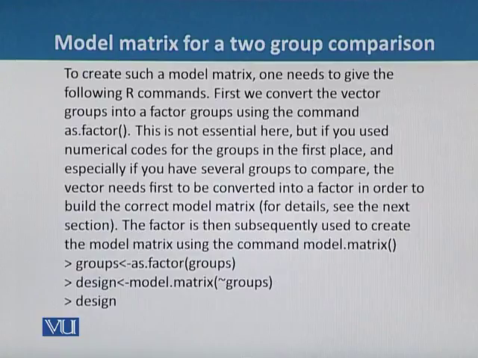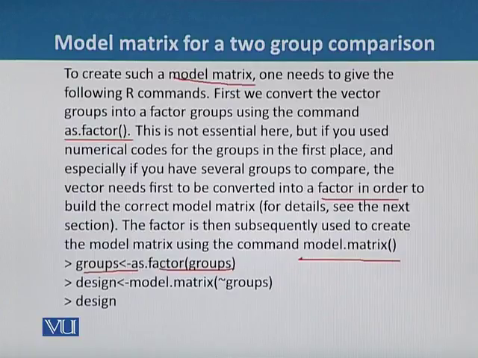To create such a model matrix, one needs to give the following R commands. First, we convert the vector groups into the factor groups using the command as.factor. This is not essential here, but if we use a numeric code for the groups in the first place, and especially if we have several groups to compare, the vector needs first to be converted into a factor in order to build the correct model matrix. The factor is then used to create the model matrix using the command model.matrix, with as.factor of groups, and then we will get the design matrix.